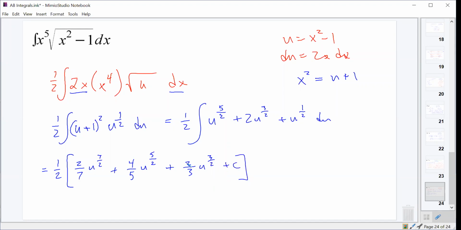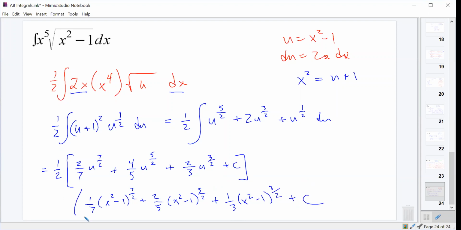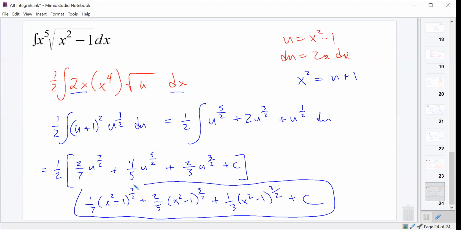And so now we'll just distribute the 1/2 through and replace all the u's with x squared minus 1s, and we're done. So half of 2/7 is 1/7. So 1/7 (x squared minus 1) to the 7/2. Half of 4/5 is 2/5. (x squared minus 1) to the 5/2. And half of 2/3 is 1/3. (x squared minus 1) to the 3/2 plus that constant. And that's it. Good or no? Good. Anybody have any questions on any of the integrals we have done so far?